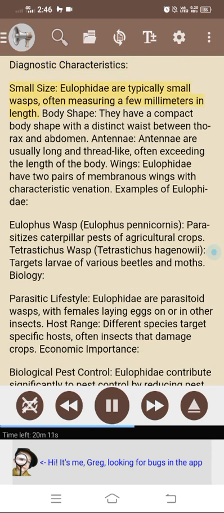Diagnostic characteristics. Small size: Eulophidae are typically small wasps, often measuring a few millimeters in length. Body shape: they have a compact body shape with a distinct waist between thorax and abdomen. Antennae: antennae are usually long and thread-like, often exceeding the length of the body. Wings: Eulophidae have two pairs of membranous wings with characteristic venation.